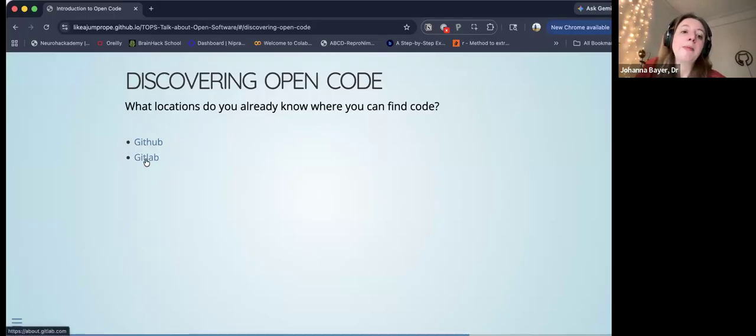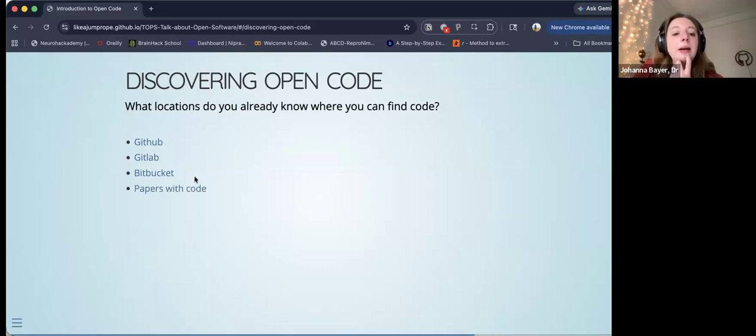GitLab is, I think, more European, a European version of GitHub. It allows you to share your code more locally, but it has pretty much the same functionality as GitHub. Bitbucket is similarly a code sharing platform, but it's much smaller.